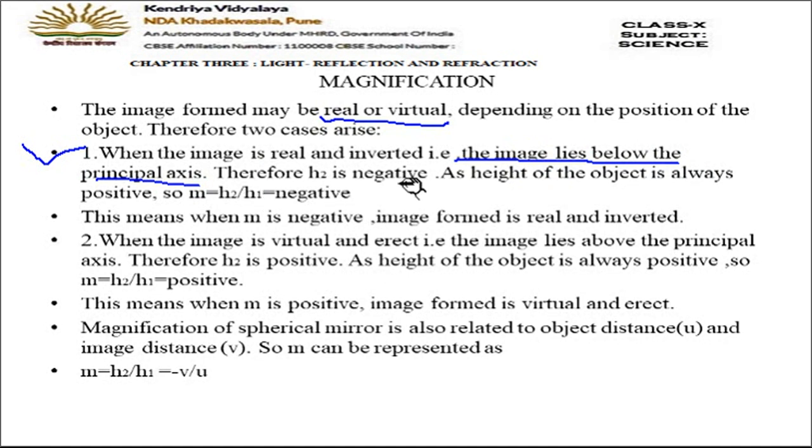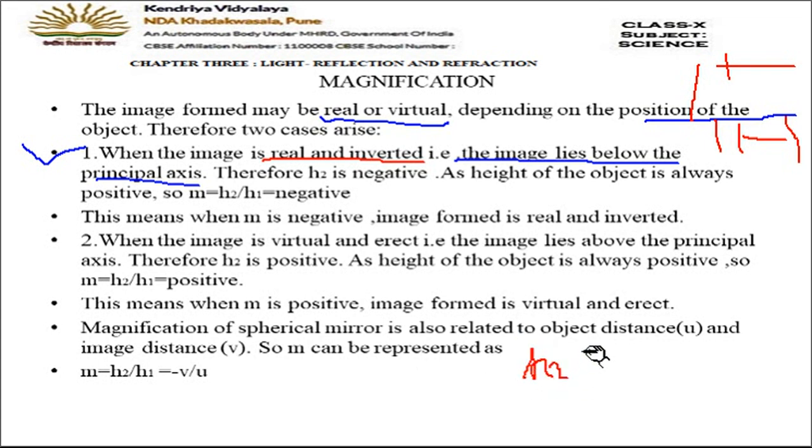Therefore, H2 is negative. In the sign convention, you have studied that if an image is formed below the principal axis, suppose this is the principal axis and the image is formed below it, what sign will you give to it? The sign used will be negative. If the image is formed above the principal axis, the sign used is positive. So what is the meaning here? That if the image is real and inverted, H2 is negative.